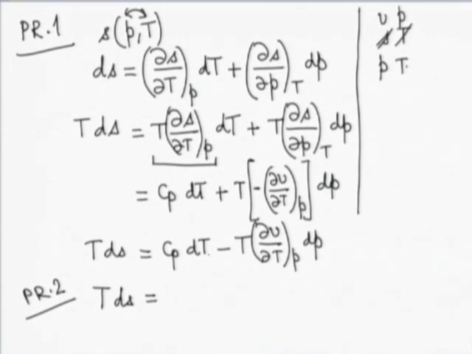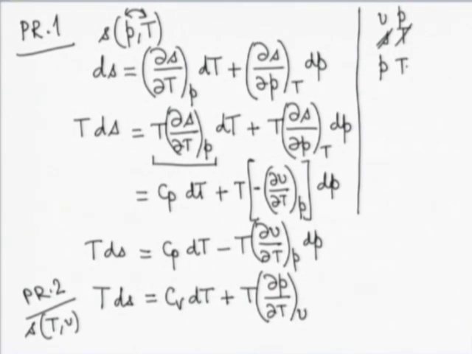Follow this exercise. I will keep this slide here, but instead of S as a function of P and T, consider S as a function of T and V, but otherwise follow the same procedure and you should be able to show that this is Cv dT plus T partial of P with respect to T at constant V dV. Show that.